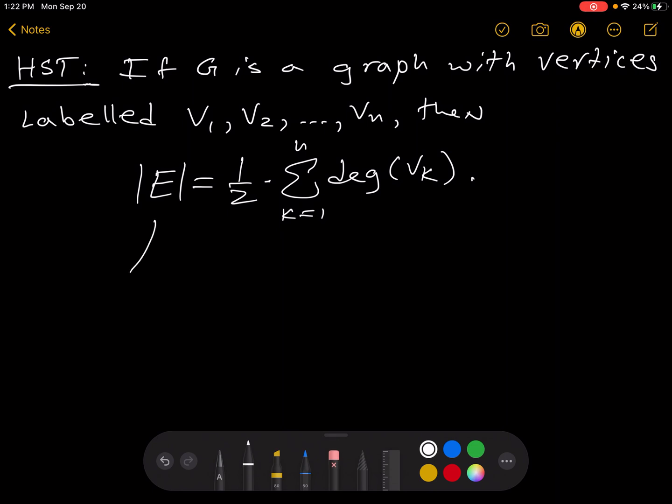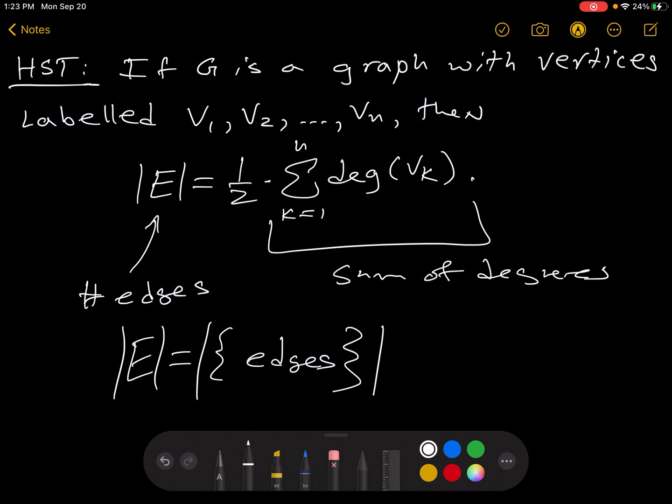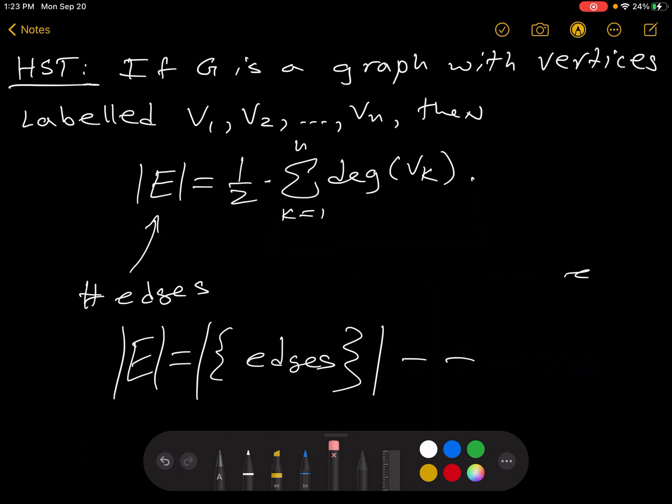Now this really does say that the number of edges is equal to 1/2 times the sum of the degrees. This is the sum of the degrees. This is the number of edges. Right, remember, E is the set of edges. So then the cardinality of E is the cardinality of the set of edges. That's equal to the number of edges. All right, so now for the proof.